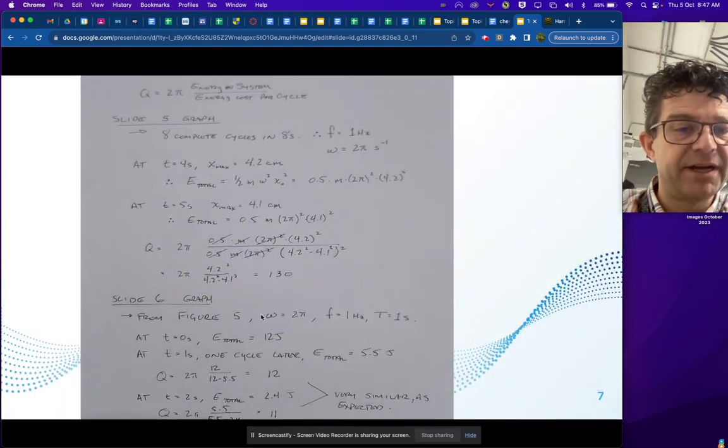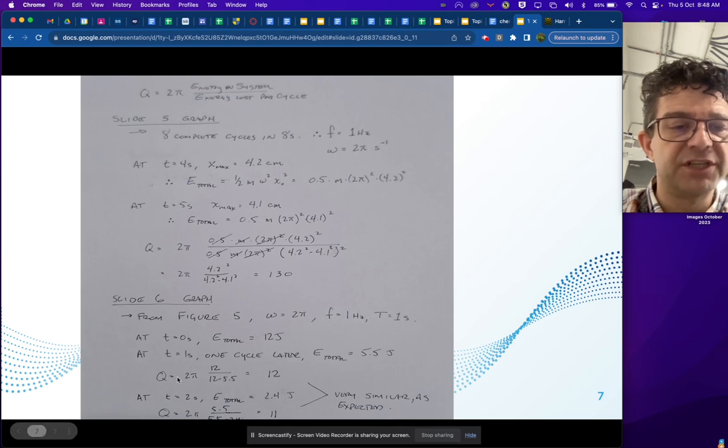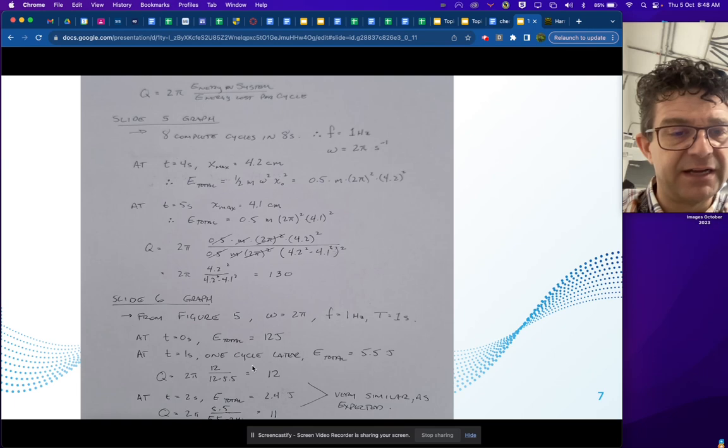Here's the values that I read off of there. From 0 seconds to 1 second, 1 cycle later, we have a change of 6.5 joules and an initial value of 12 joules, which gives a Q factor of about 12.